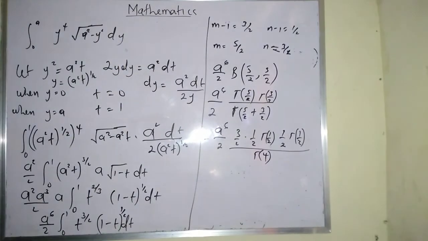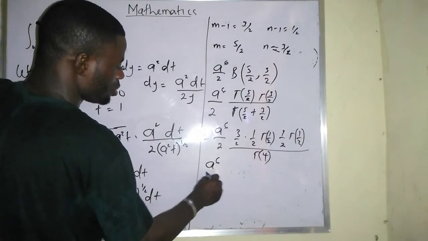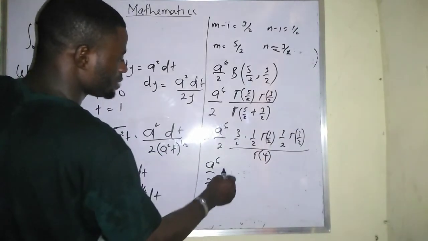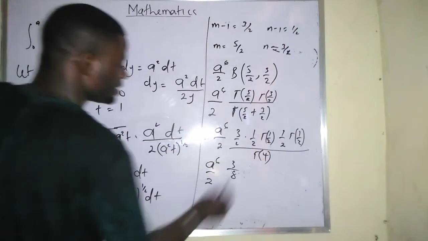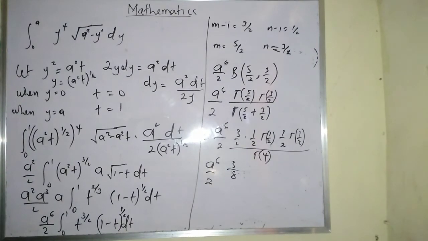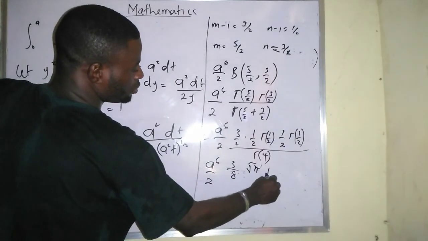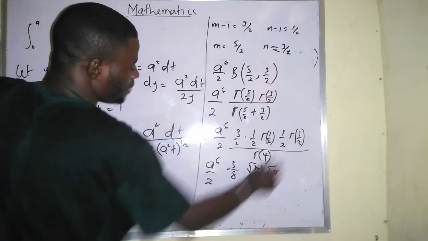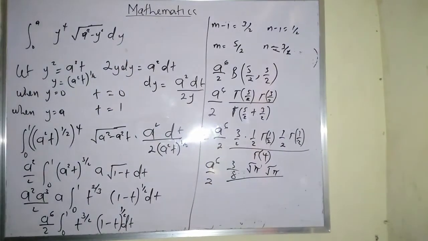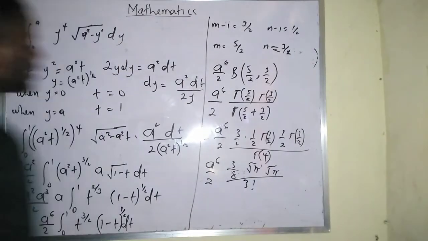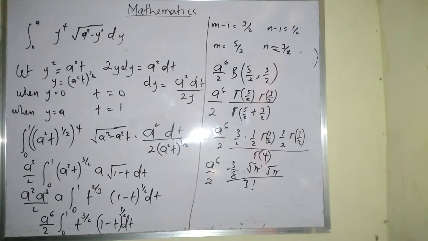Now, gamma of 4. Since I have this, I'll be having 2, 2, and 8. It means I have a raised to power 6 all over 2. This one will now be 3 divided by 8, and I'll be having root of pi, because this is root of pi, everything divided by, what is my gamma of 4? My gamma of 4 is 3 factorial.